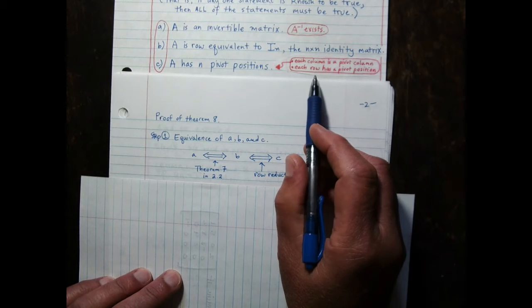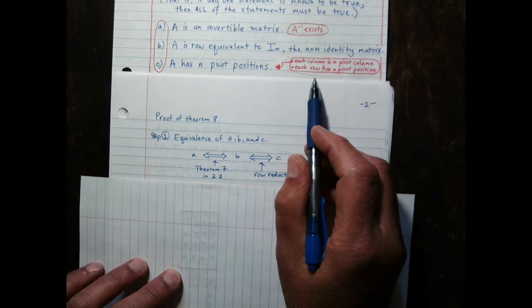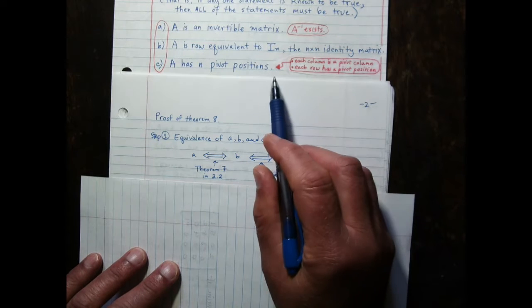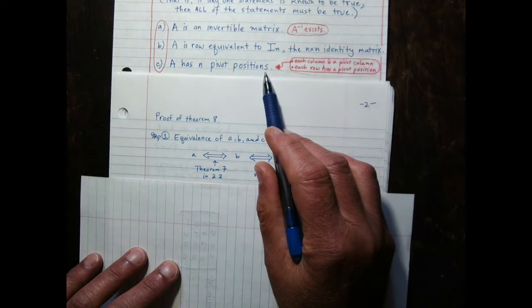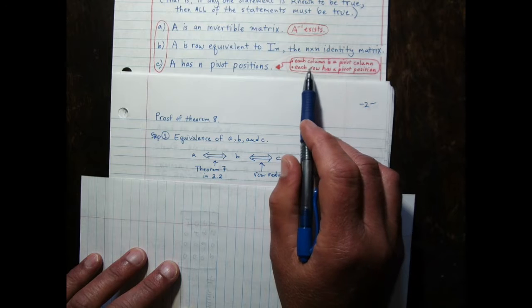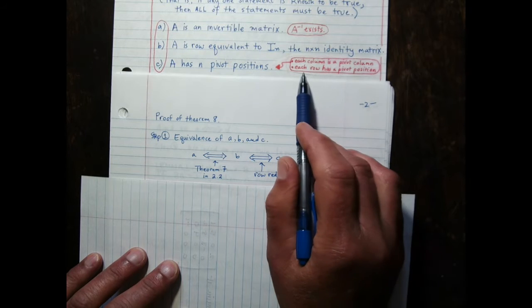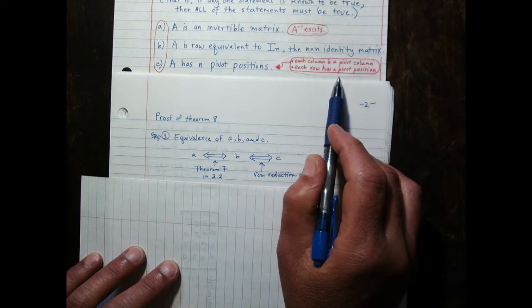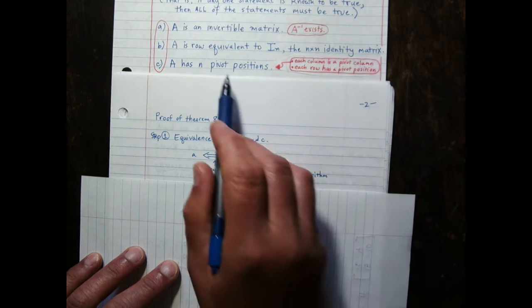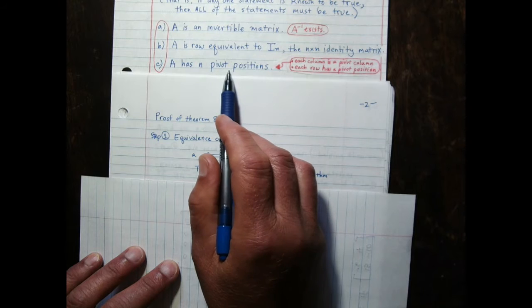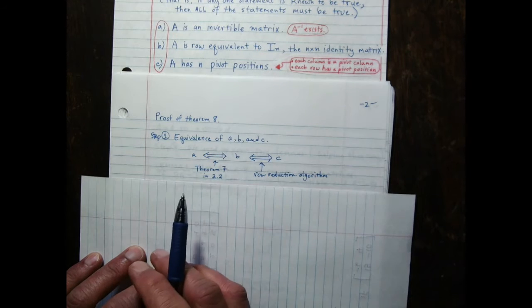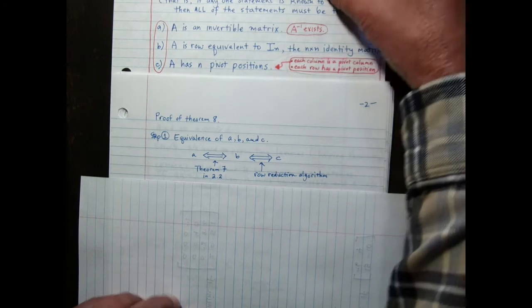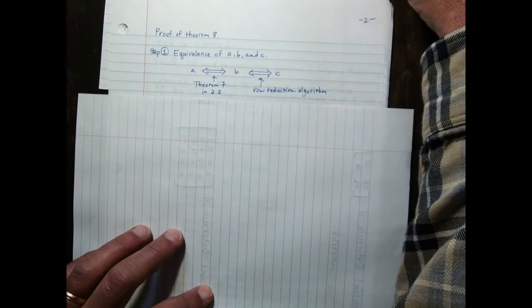So I added one little comment here in red. I hope it shows up in the video. If you have n pivot positions and you're a square matrix, that's saying that each column is a pivot column and each row has a pivot position. That sort of goes along with an n by n square matrix having n pivot positions. So that's the equivalence of A, B, and C.